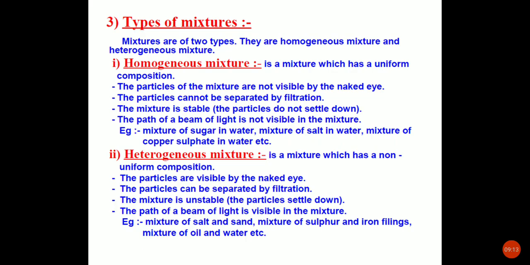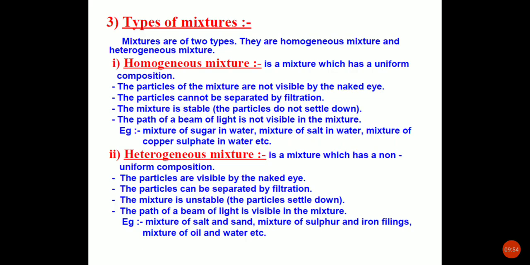So, when you take the example of a salt solution, it is stable and the particles do not settle down. The path of a beam of light is not visible in the mixture. Examples: a mixture of sugar in water, salt in water, copper sulphate in water, etc. So a homogeneous mixture has uniform composition, the particles are not visible by naked eye, they cannot be separated by filtration, the mixture is stable, and the path of light is not visible in the mixture.